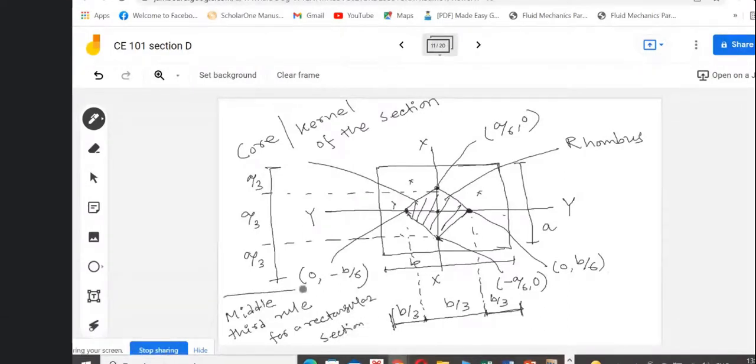So this middle third rule is unique only to the rectangular section. If we have any other type of section, like a rhombus shape, the middle third rule will not be valid. So don't take it as a completely generalized rule for all sorts of sections. It is only for a rectangular section. The middle third rule means the core or kernel of the section will lie in the middle third portion. That's why it is the middle third rule for a rectangular section.